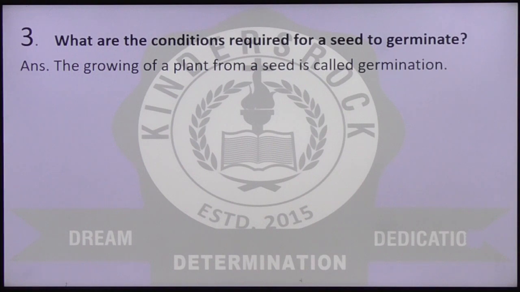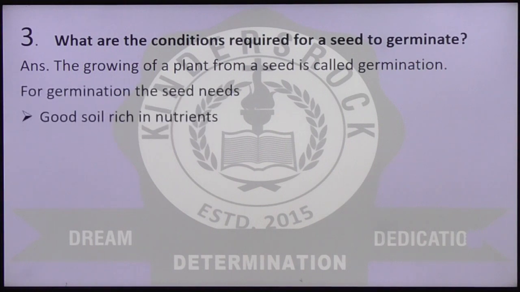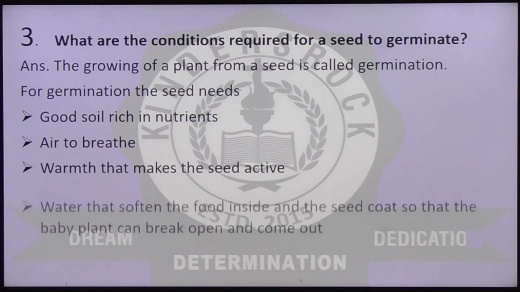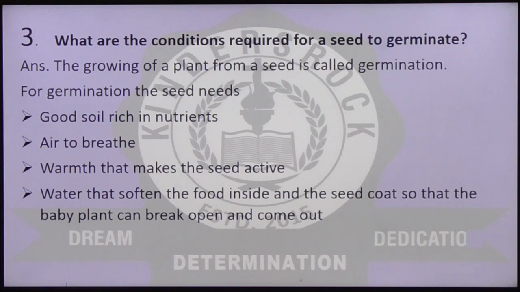What are the conditions required for germination? For the seeds to germinate. The growing of a plant from a seed is called germination. Okay, for germination, the seed needs good soil, rich in nutrients. That's the first requirement. Second, air to breathe. Third, warmth that makes the seed active. Fourth, water that softens the food inside and the seed coat so that the baby plant can break open and come out.